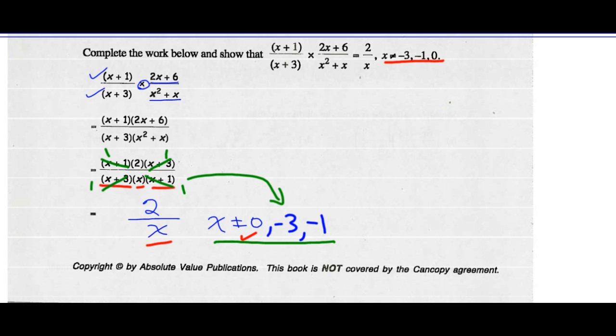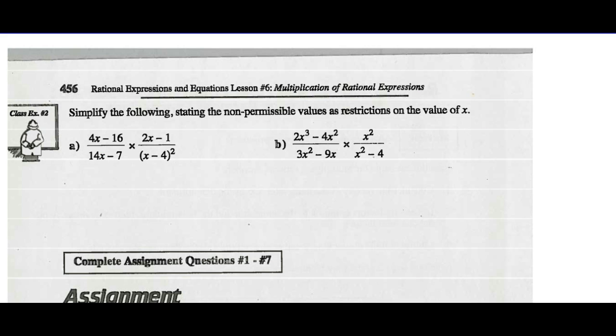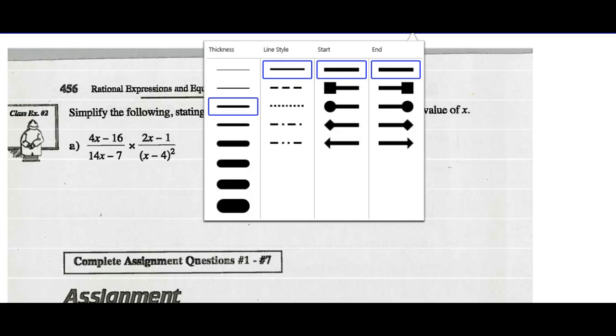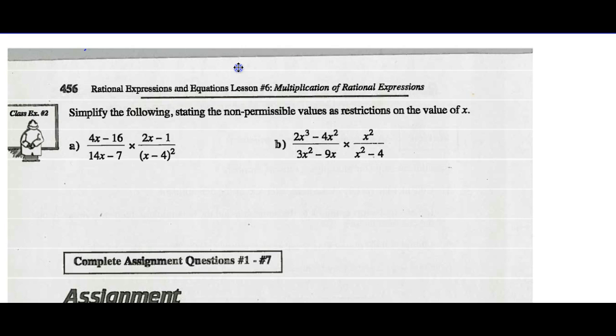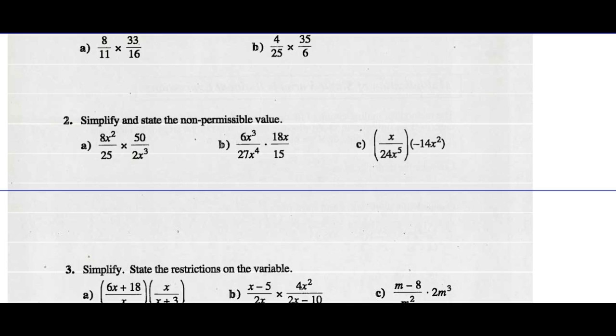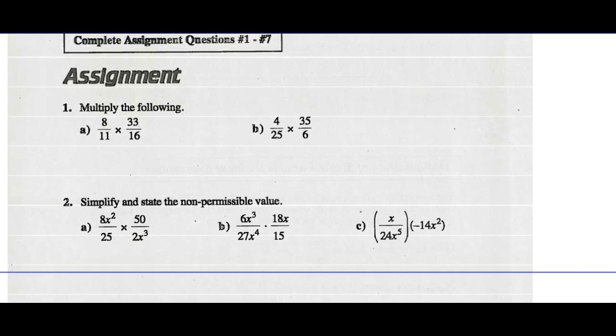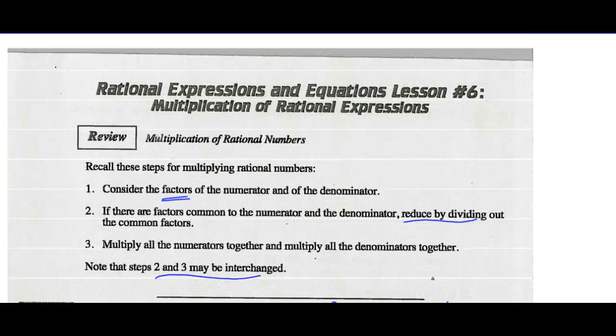let's try another example. Example 2, simplify the following, stating the non-permissible values as restrictions. All right, part A. Step 1 is always to factor.